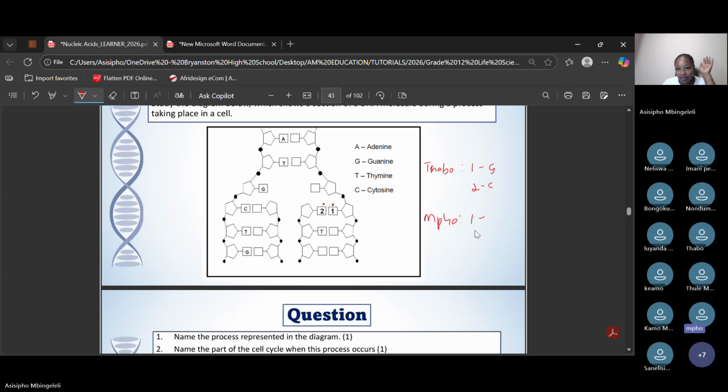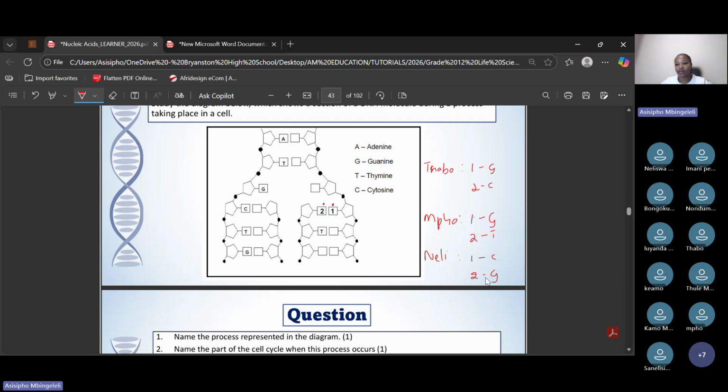Guanine and thymine. So your 1 is G and your 2 is T. Yes. Okay, thank you. Anyone else with a different answer for 1 and 2? I'm happy to take another option. Anyone else with a different answer? For 1, I wrote C, and for 2, I wrote G. Okay, that's Nelly. 1 C, 2 G. All right, let's figure it out.